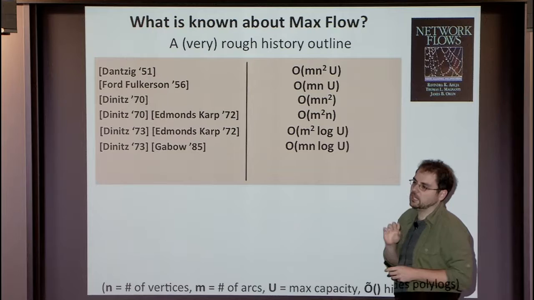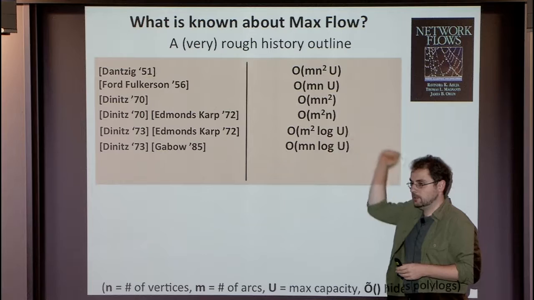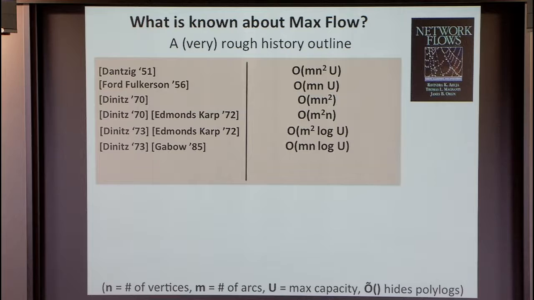Okay, so later on, there was some improvement in running time again. The dependence on U came back again, but now it's in acceptable form. It's just logarithmic in U. And essentially, by the year, I guess, 85.